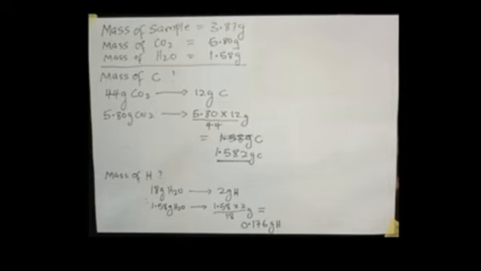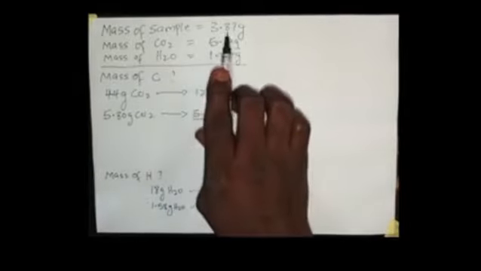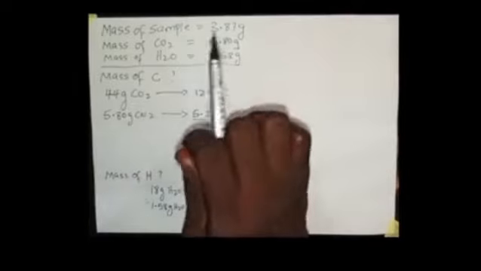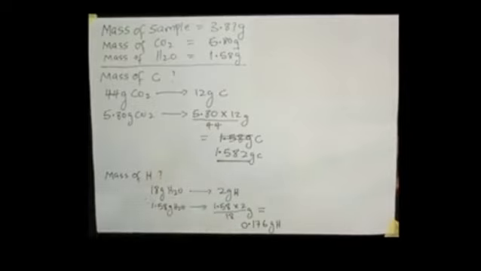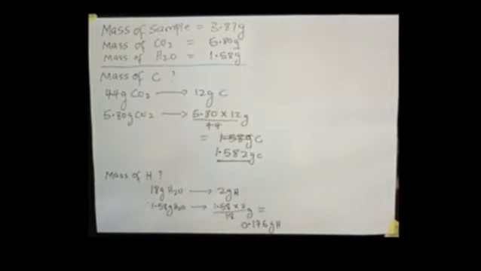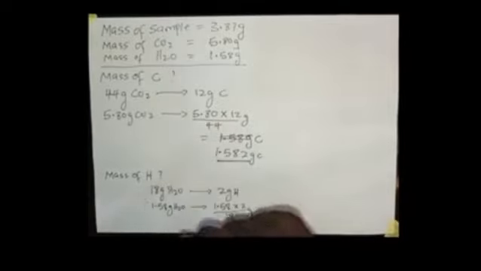So if you want to get the mass of oxygen, you need to first of all take into consideration that the mass of the sample is 3.87, and this sample contains carbon, hydrogen and oxygen. So the mass of carbon plus the mass of hydrogen plus the mass of oxygen, if you add these 3 masses together, it's supposed to give you 3.87. So therefore, if you want to get the exact mass of oxygen, you are going to add up the masses of carbon and hydrogen and then subtract from the total mass, which is 3.87.